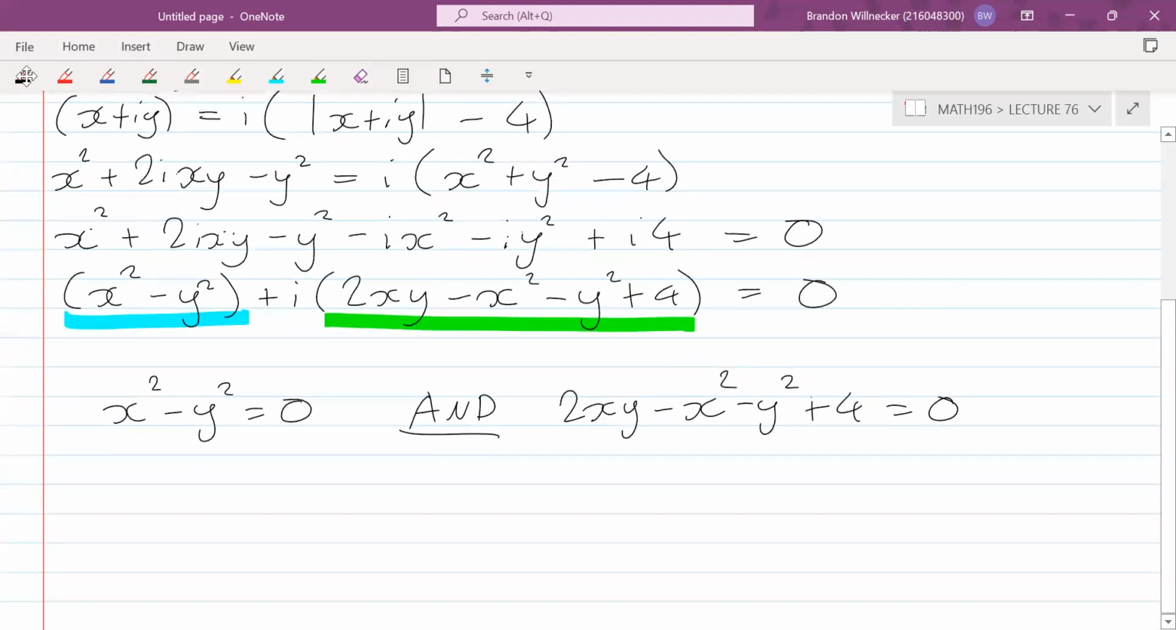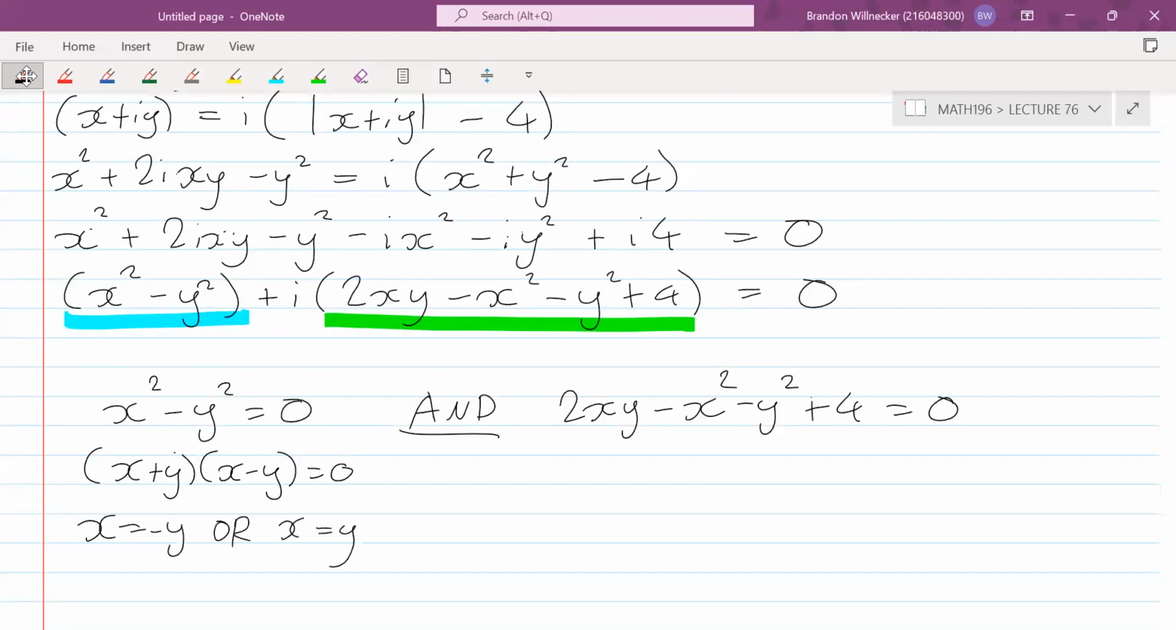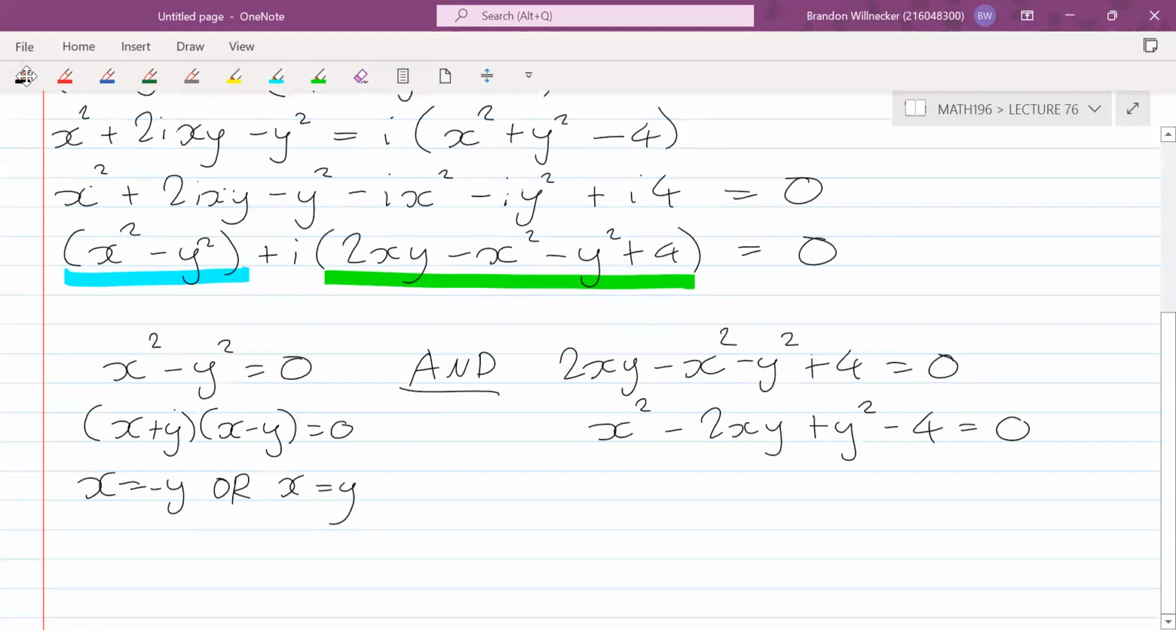Okay, so let's go back to this first bit. x squared minus y squared is equal to 0. That's going to be x plus y times x minus y is equal to 0. That's just the difference of two squares. So we get x is equal to minus y or x is equal to y. So that's the real part taken care of. Now for this imaginary part, let's multiply through by minus 1. So we get x squared minus 2xy plus y squared minus 4 is equal to 0.